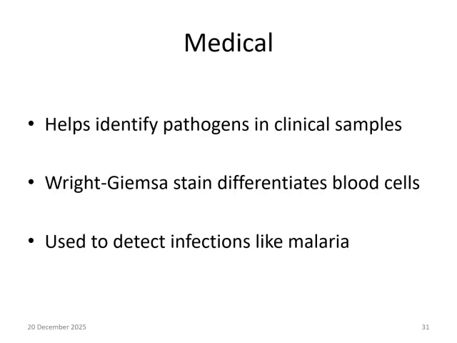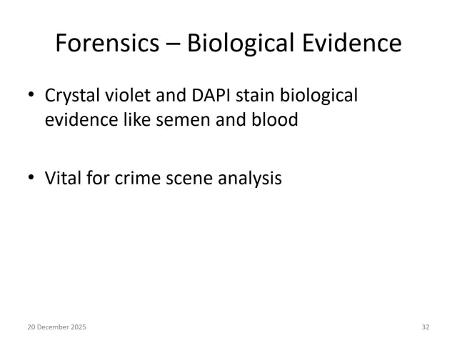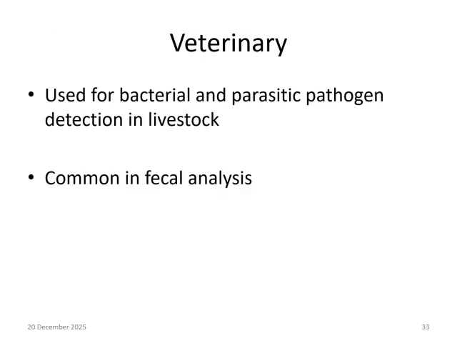Forensics, biological evidence. Crystal violet and DAPI staining of biological evidence like semen and blood, vital for crime scene analysis. Veterinary: used for bacterial and parasitic pathogen detection in livestock, common in chemical analysis.